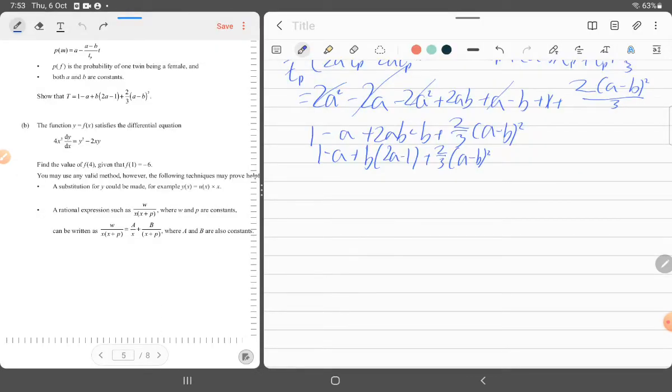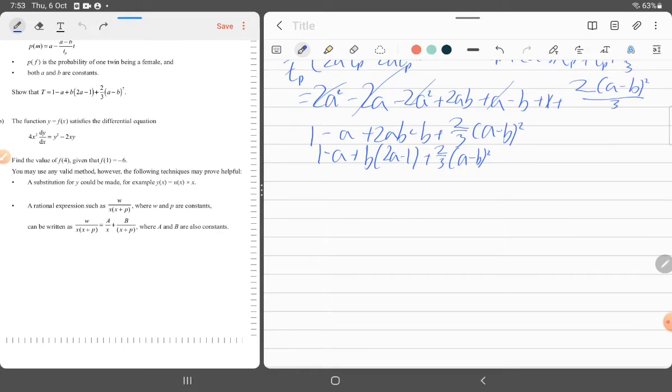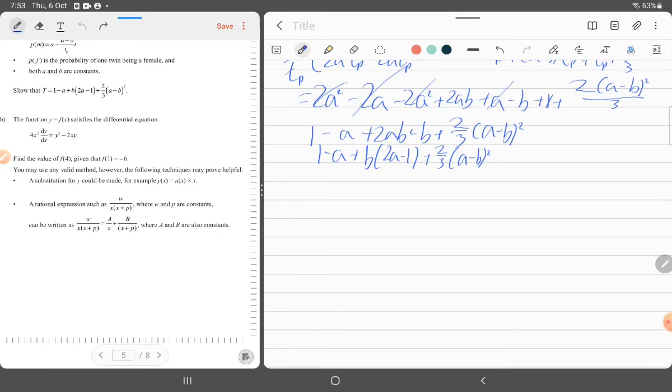The function f(x) satisfies the differential equation 4x squared dy over dx equals y squared take away 2xy. Find the value of f(4) given that f(1) equals negative 6. You may use any valid method. However, the following techniques may be helpful: a substitution for y could be made, for example y equals ux, and a rational expression such as w over x plus b, where w and b are constants, can be written as a over x plus b over x plus b, where a and b are also constants.